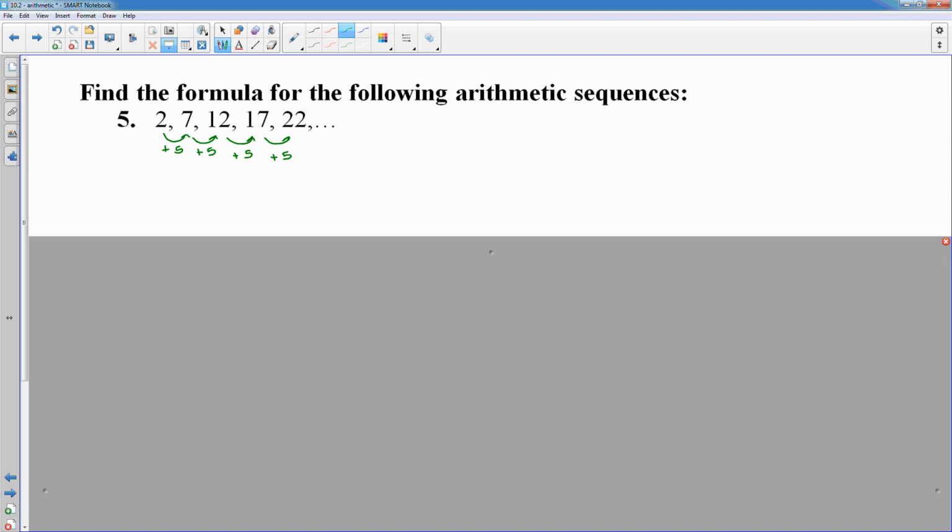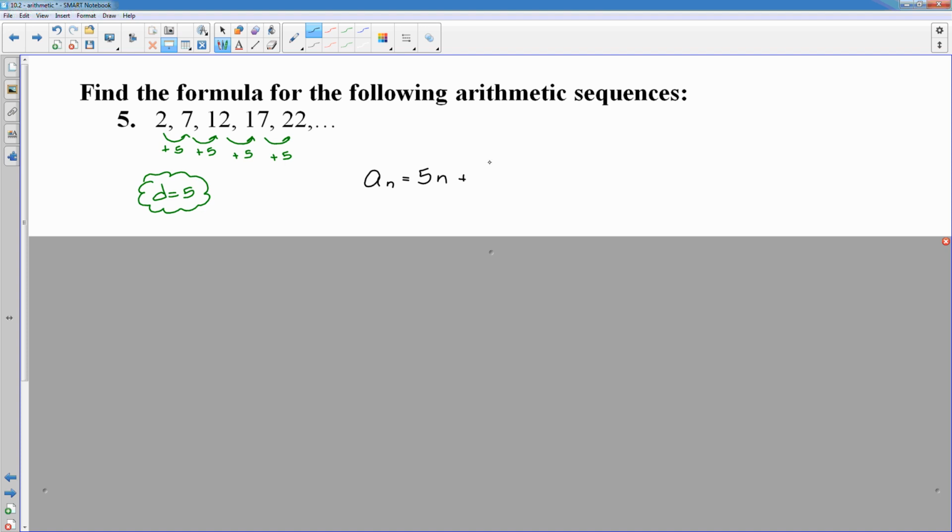And that may be a little thought for you. My common difference is 5. And what most people want to do is say, well, if my common difference is 5, then my formula's got to be something plus 5 because we're adding 5 each time. Unfortunately, that's not the way it works. The 5 actually goes in front of the n. It's 5 times n. And then we need to figure out what it is that we add to get to the correct terms.